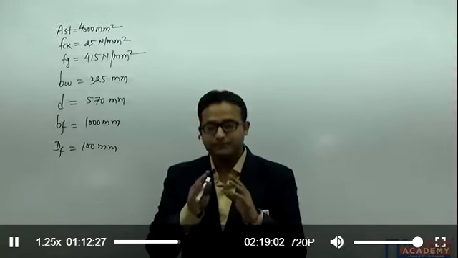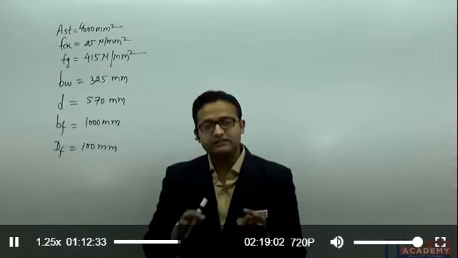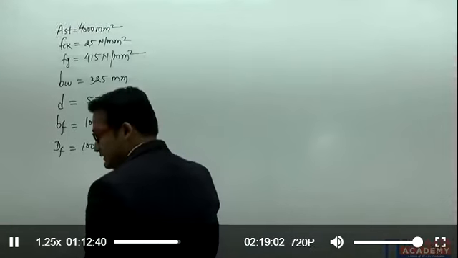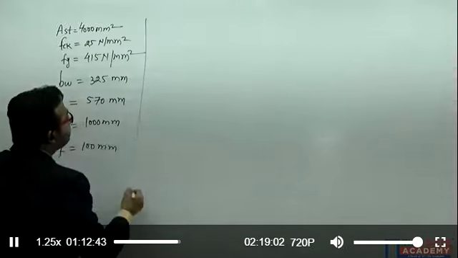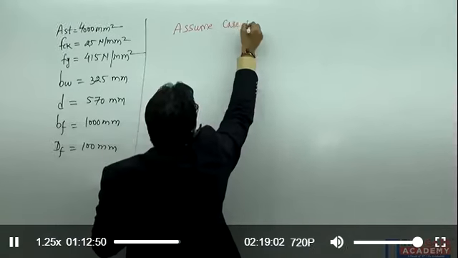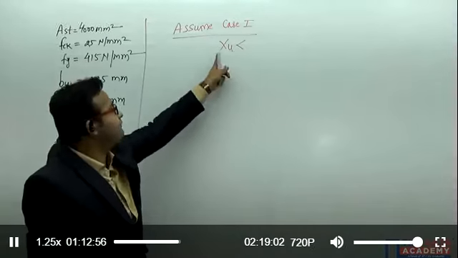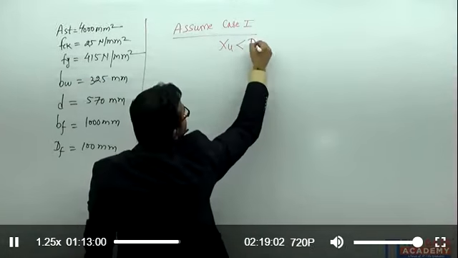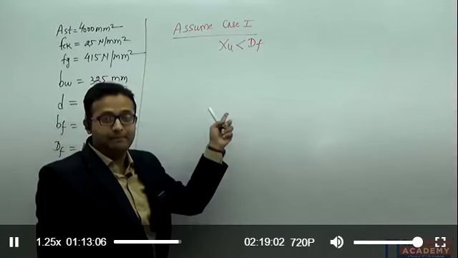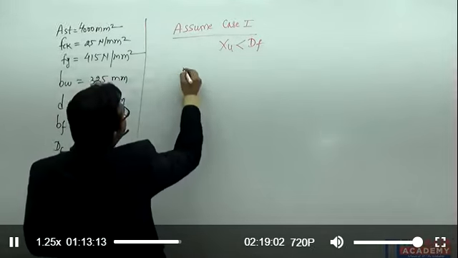So how to find it? I am going to explain the simple procedure here. If you want to find the case number, what I am going to do is assume it is case 1 first. Assuming case 1 means I am considering the depth of the neutral axis is less than the depth of the flange. If it is less than the depth of the flange, I can use all the formulas of a rectangular section beam. So let's calculate the depth of the neutral axis.